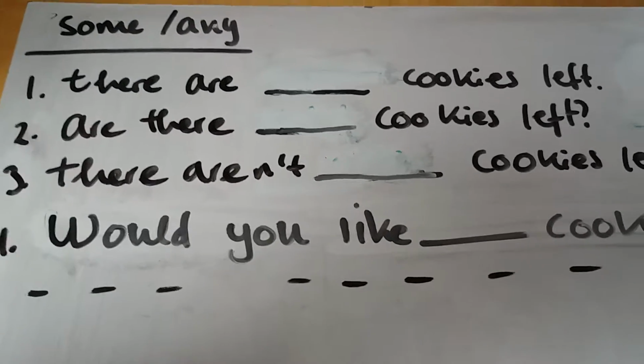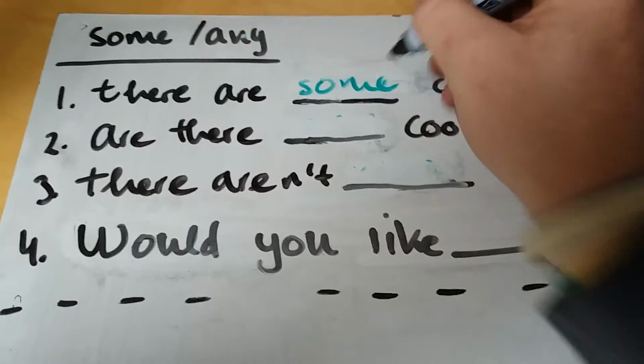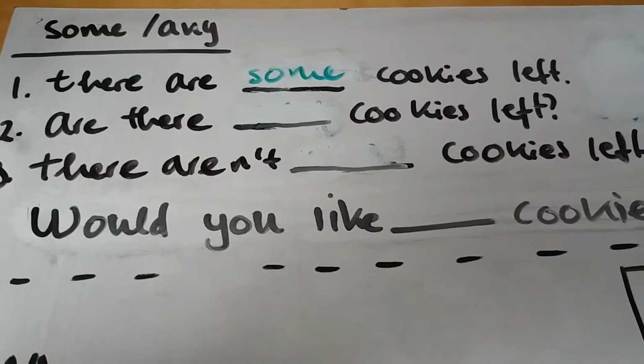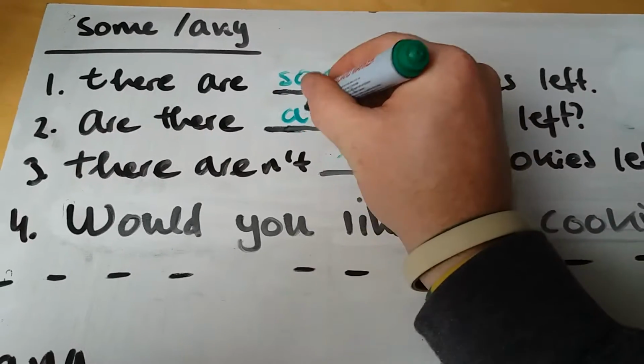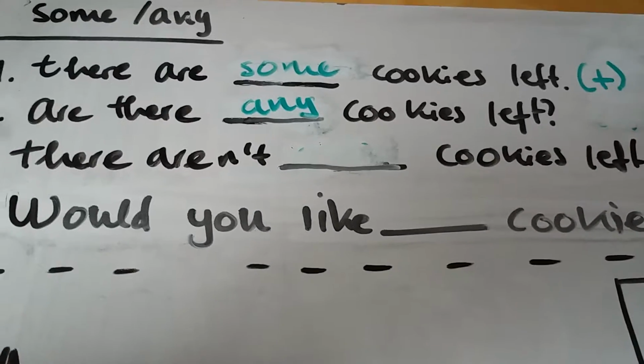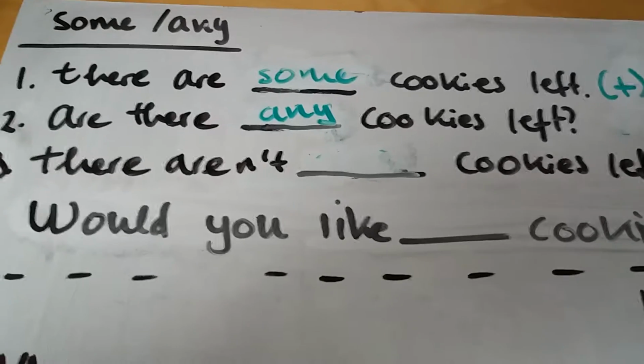Now, if we go to the first one, there are cookies left. What do we use, some or any? Here we have to go with some. Second one, are there cookies left? We have to go with any. And by the way, this is what we call a positive sentence. It's a plus sentence because we have cookies. So that's positive. We have them.